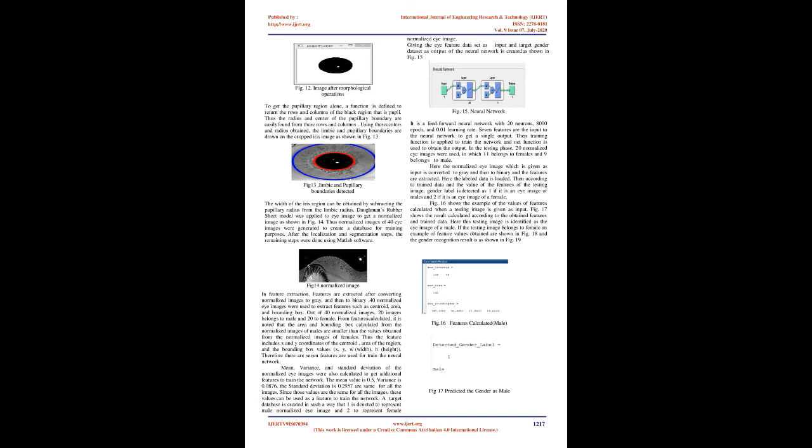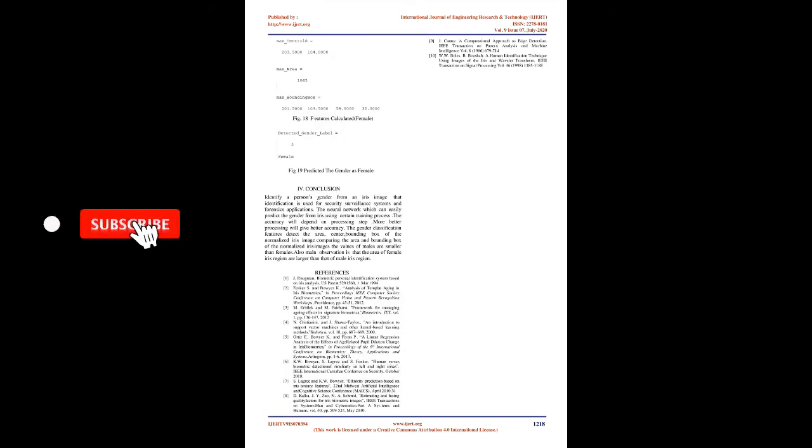In feature extraction, features are extracted after converting normalized images to gray, and then to binary. 40 normalized eye images were used to extract features such as centroid, area, and bounding box. Out of 40 normalized images, 20 belong to males and 20 to females. From the features calculated, it is noted that the area and bounding box calculated from the normalized images of males are smaller than the values obtained from the normalized images of females. Thus the features include the x and y coordinates of the centroid, the area of the region, and the bounding box values x, y, w (width), h (height). Therefore 7 features are used to train the neural network.